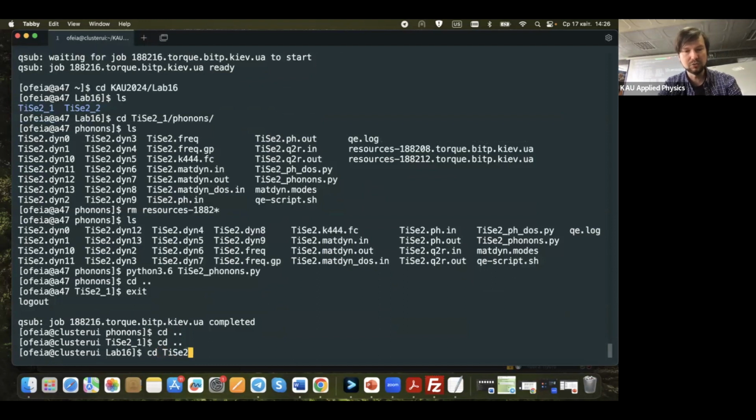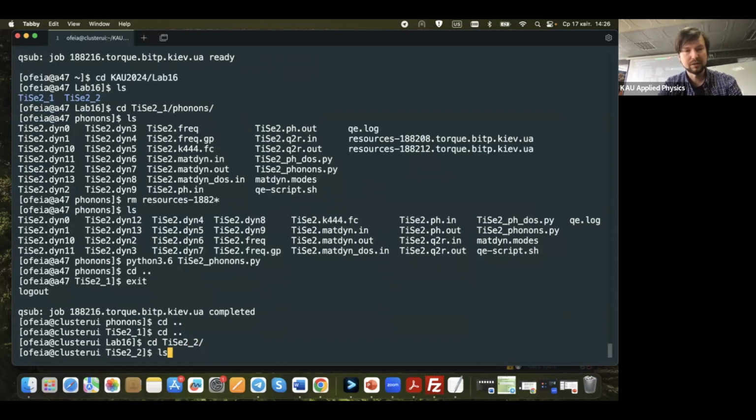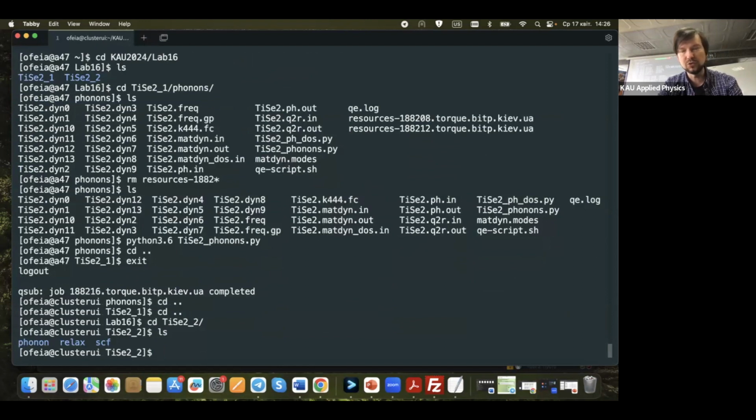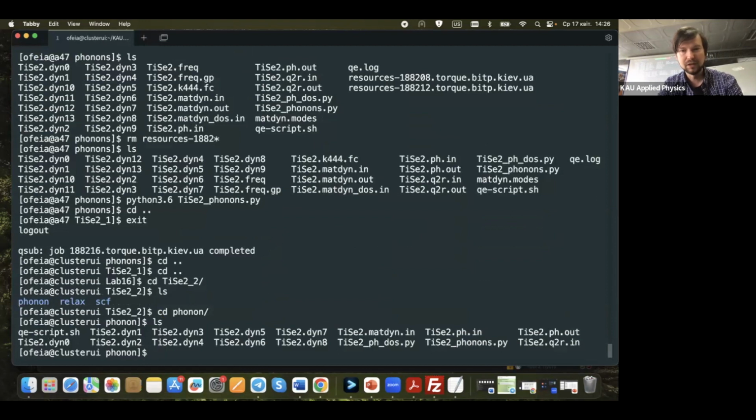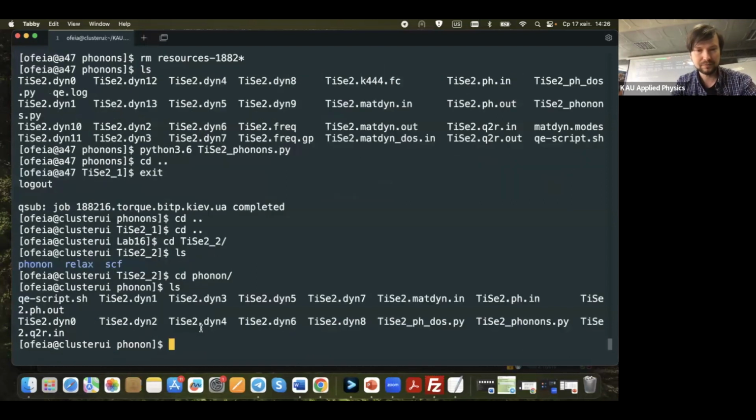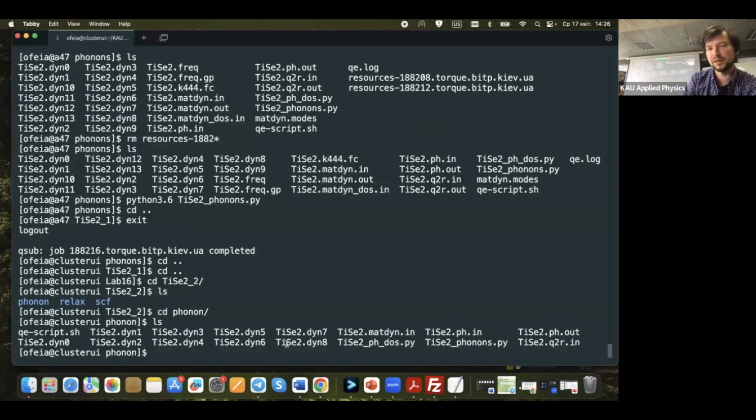And now we are going to another folder, Titanium CLN 2.2 with 0.001 degauss. I also go into this Phonon folder. What do I see here? I see 8 dynamical matrices, because our Q mesh is 4, 4, 2. By applying symmetry, it gives us 8 Q points. For each we have created a dynamical matrix.